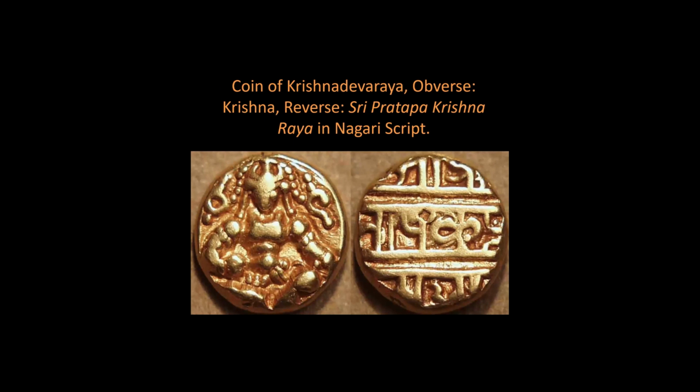His more famous Balakrishna type coin, which was shown earlier also. We have analyzed the Balakrishna type coin, and there are more than 40 sub-varieties of it. Sometimes Krishna's right hand is on the floor, sometimes the left hand of the god child; sometimes he has a peacock feather on his head, sometimes it's without the peacock feather. So art historians have identified over 40 sub-varieties of the Balakrishna type coins of Krishnadevaraya. Again, the same legend, Sri Pratapa Krishna Raya in Nagari script on the reverse.